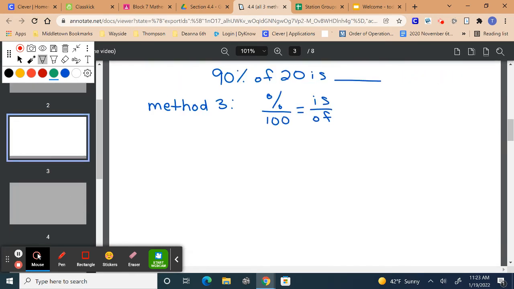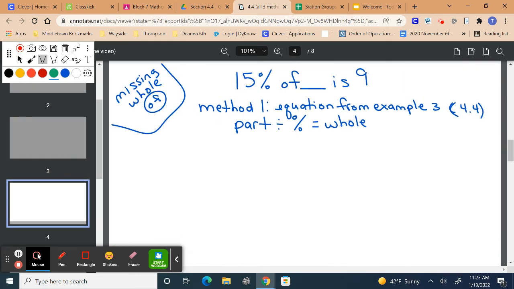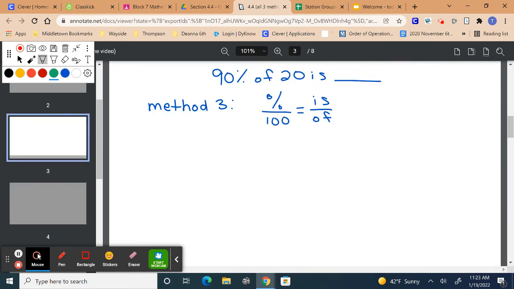When we go to our last method, which is our method that we just learned yesterday. It is the percent over 100 equals is over of. So everything is exactly the same thing. The most important thing is you need to know where the 20 goes. Is the 20 with our is or our of? Well, it looks like is missing because it would say is what number. Of goes with my 20, and then there's my 90%.